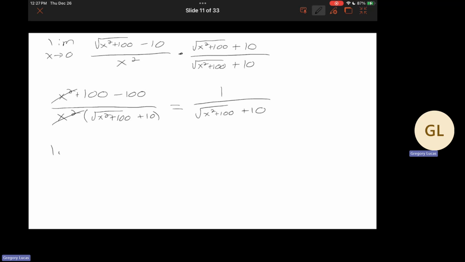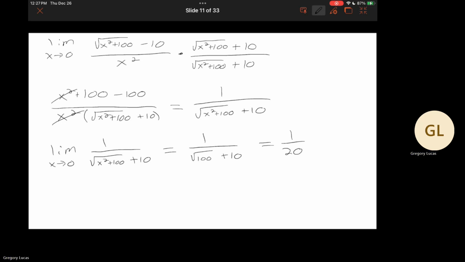So now let's take the limit as x goes to 0 of 1 over the square root of x squared plus 100 plus 10. So when I plug in 0, I get the square root of 100 plus 10, which is 1 over 20. Or we could call that 0.05. Either would be perfectly fine with me.